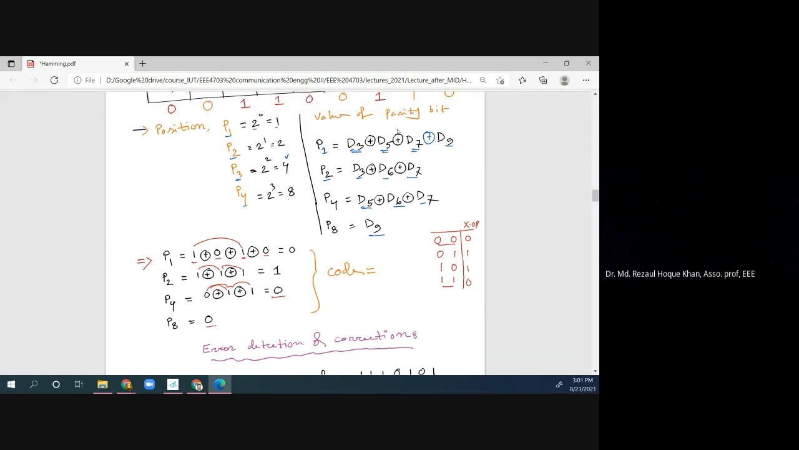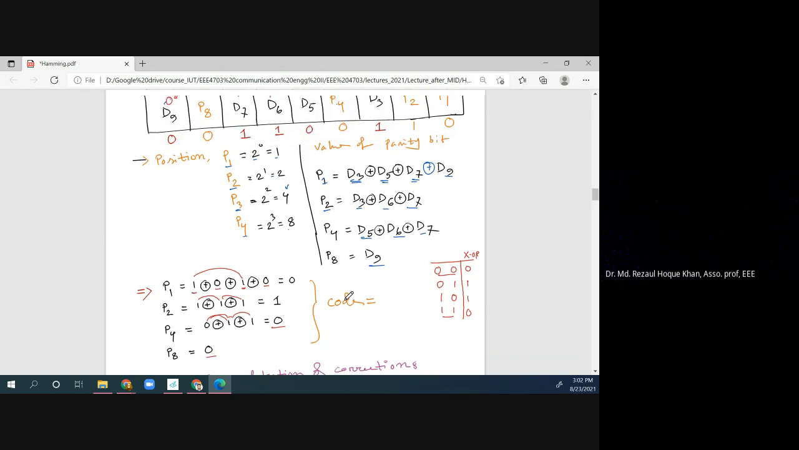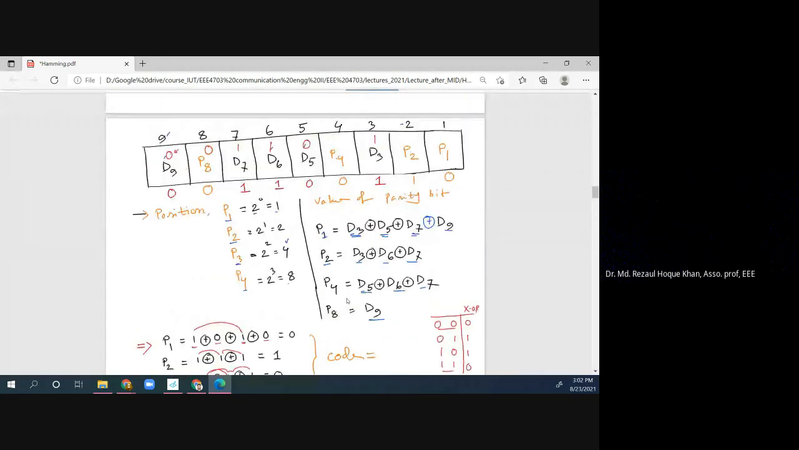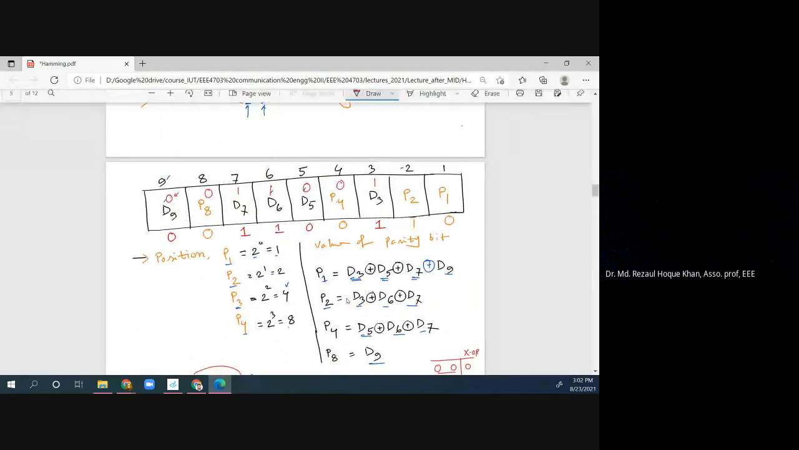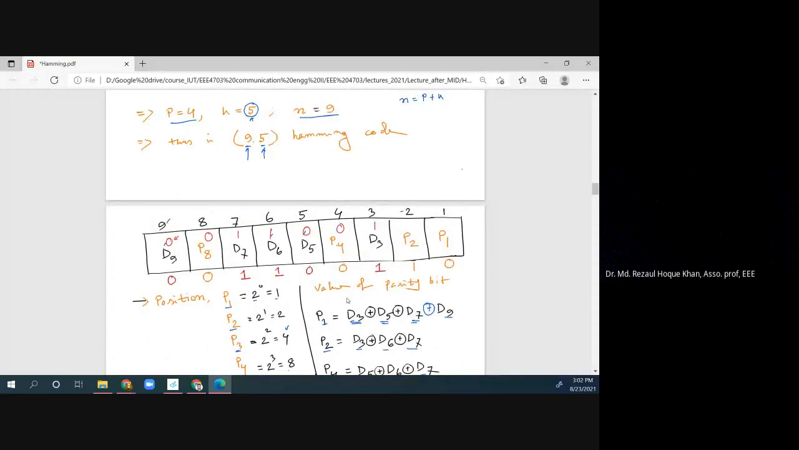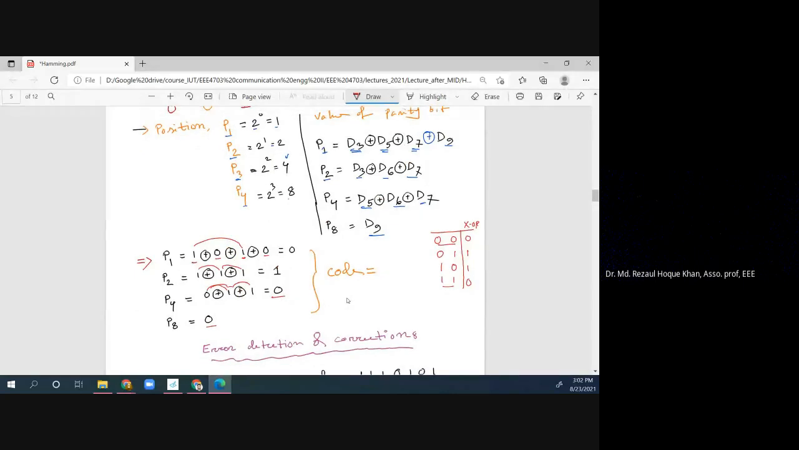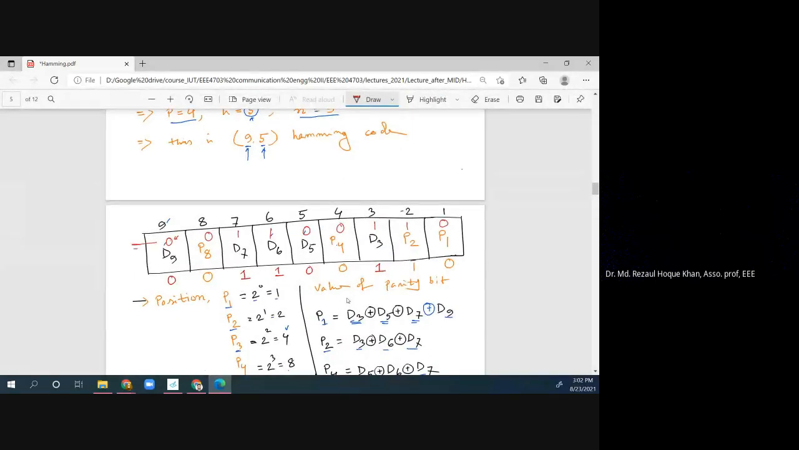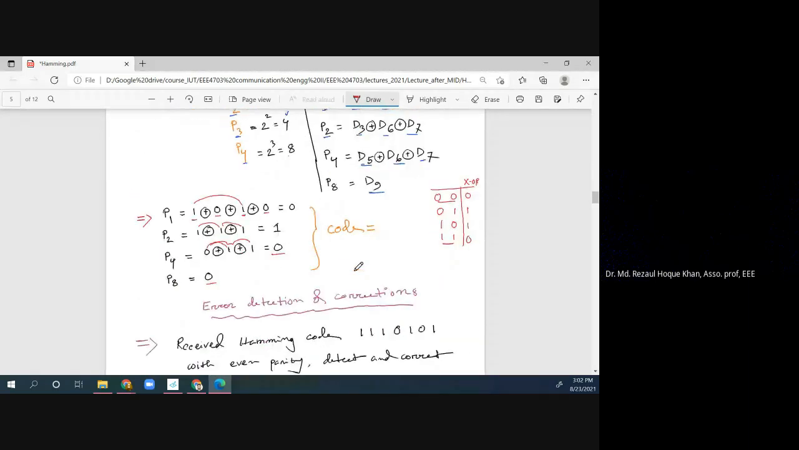Now I can replace them. P8 is 0, P4 is 0, P2 is 1, and P1 is 0. This is our total code word: 0 0 1 1 0 0 1 1 0. This will be transmitted. Got it, guys?